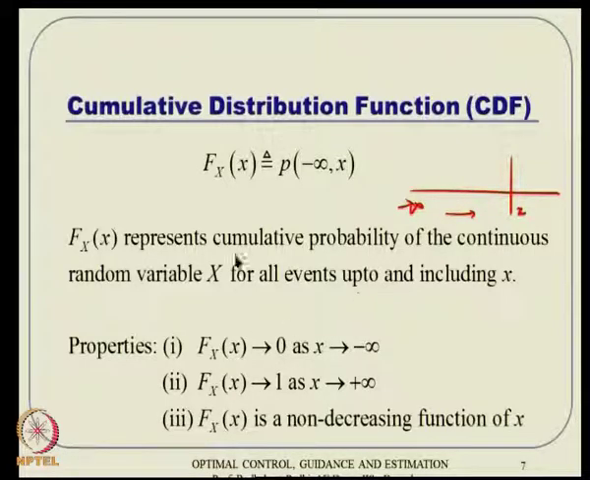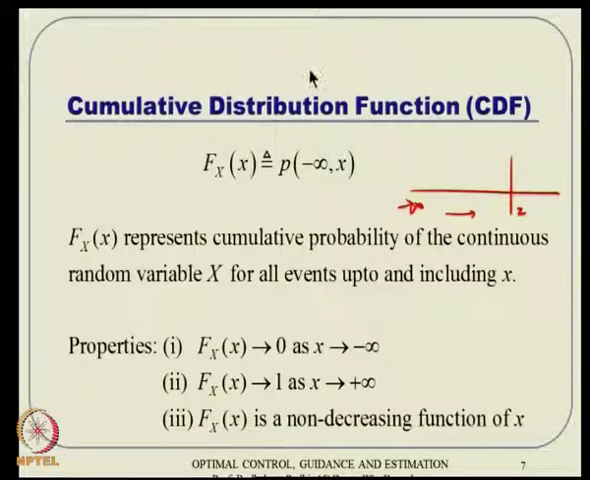Now, the properties of this capital F x of x. It turns out to be 0 as x goes to minus infinity. When x moves towards minus infinity, the width becomes narrower and narrower, and ultimately this cumulative distribution function turns out to be 0. What about when x goes to plus infinity? Then it contains everything, and hence F of x goes to 1.